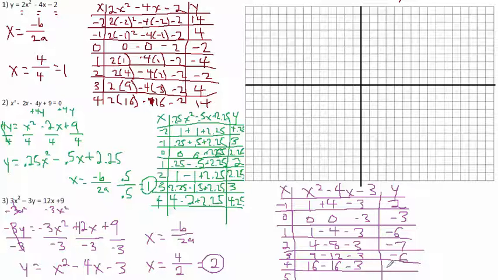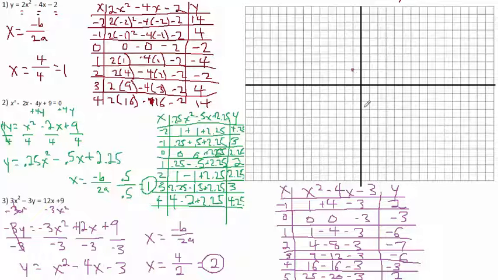16's cancel, and we got negative 3. And finally, in number 5, we've got 25, minus 4 times 5, which is 20, minus 3, which is 25 minus 20 is 5, minus 3 is 2. So here are our points. Negative 1, 2. Whoops, wrong side.